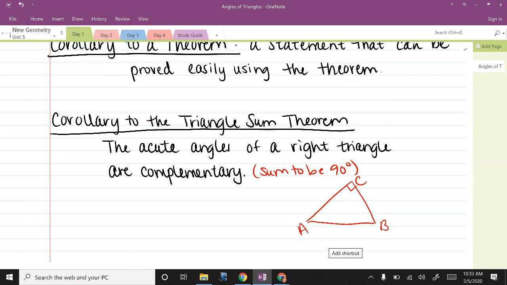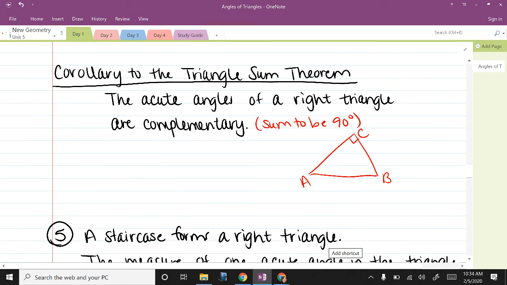So what's left for the other two angles is 90 degrees to split between them, right? So this corollary to the triangle sum theorem says that if you have a right triangle, then the acute angles in the right triangle must add to be 90 degrees. All three of them add to be 180, but since you already got a 90-degree angle, there's 90 degrees left to split between angle A and angle B. Does that make sense? Okay. So this is a corollary because it's based off of the triangle sum theorem.